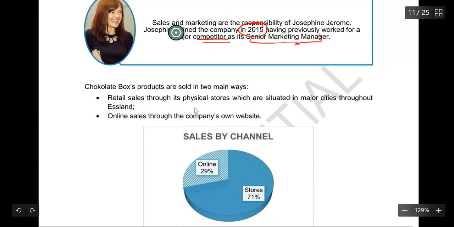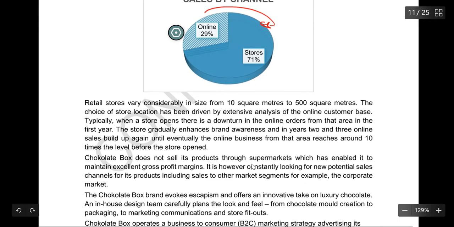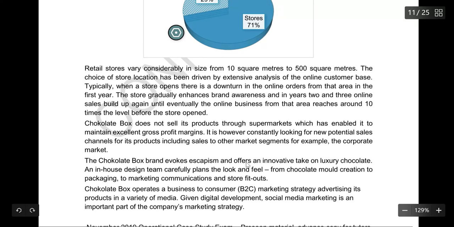Now here the Chocolate Box products are sold in two ways. One is retail through physical stores situated in major cities throughout Iceland, and the other one is online sales through the company's own website. So students, this shows you the revenue generation, and currently it's stores dominating and online. There can be a situation where this can increase in the long run. And then they are telling retail stores vary considerably in size from 10 square meters to 500 square meters.